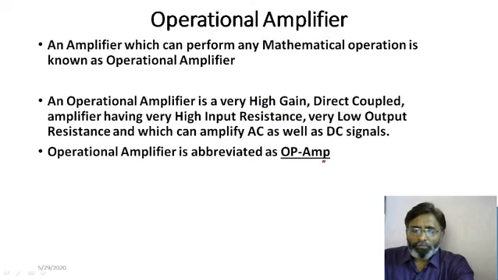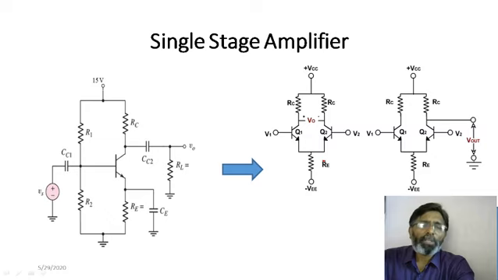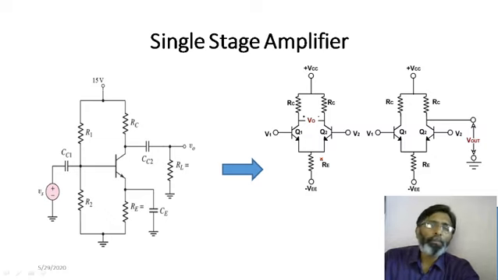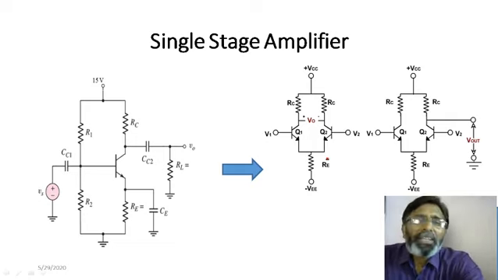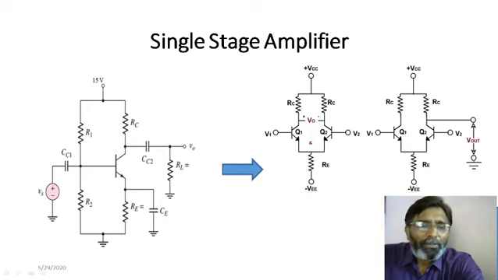Now, after going through the definition of the operational amplifier, next we will see how this operational amplifier can be implemented. In the case of the single stage amplifier, you have already studied. This is the single stage amplifier which you have studied in unit number 4. This is the amplifier which basically uses a BJT in common emitter configuration.